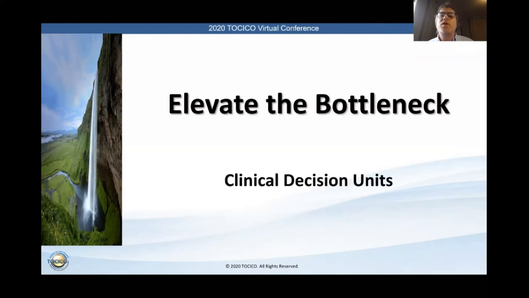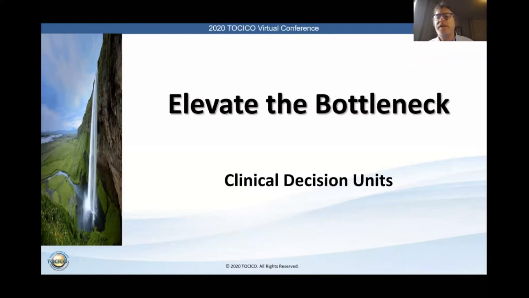Observation units or clinical decision units can be very useful for patients who cannot be discharged from the ED, but don't necessarily need to be admitted either. Physicians need time to gather more information before deciding if a patient needs admission or not. Usually, these patients are waiting for something that will take hours, a cardiac stress test, for example, or a couple doses of IV antibiotics to see if a soft tissue infection improves enough for outpatient management.